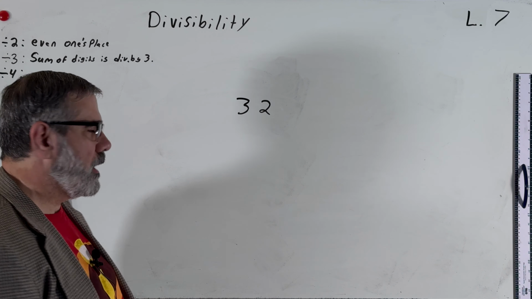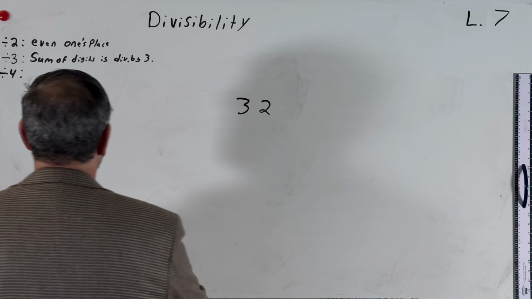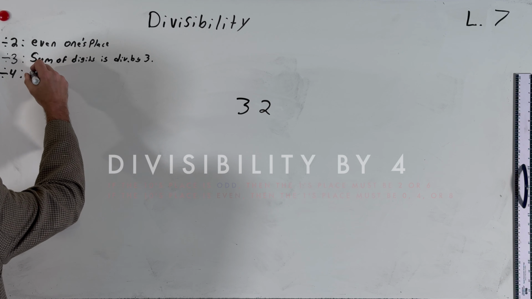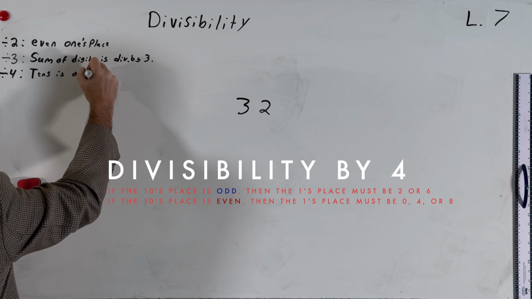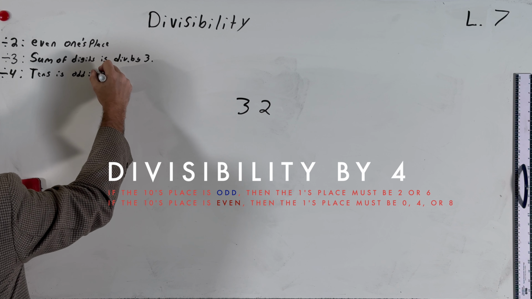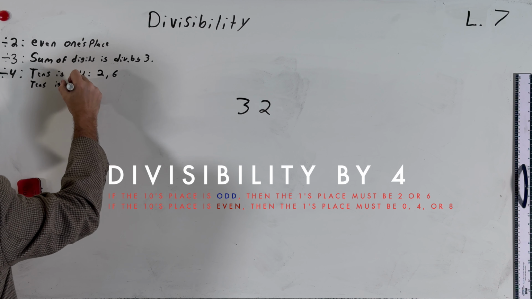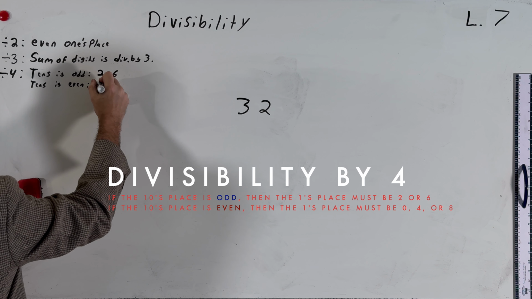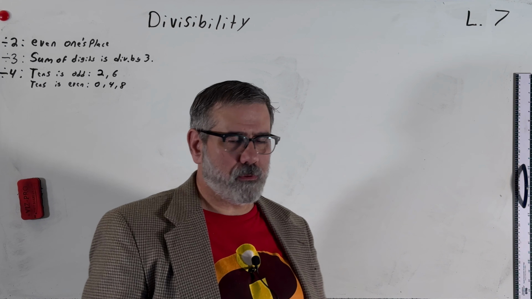Now, the other way to do it is to take both the tens place and the ones place into account. Basically it's like this. If the tens is odd, then we're looking for either a 2 or a 6 in the ones place. If the tens place is even, then we're looking for a 0, 4, or an 8. The hundreds place, thousands place, doesn't matter at all.